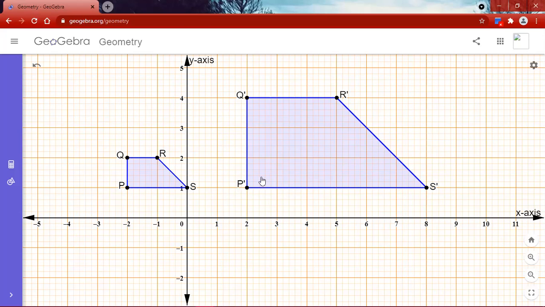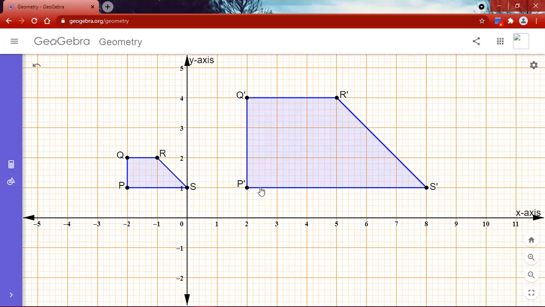I could also say that the value of K is equal to the length of the side Q prime R prime divided by the length of the side QR. I could also say that K is equal to the length of the side P prime Q prime divided by the length of the side PQ. And I could also say that it is equal to the length of the side R prime S prime divided by the length of the side RS. Okay? So any of those that you choose to use, you will always get the same answer. So what I'm going to do is to use the length of the side P prime S prime and the length of the side PS.